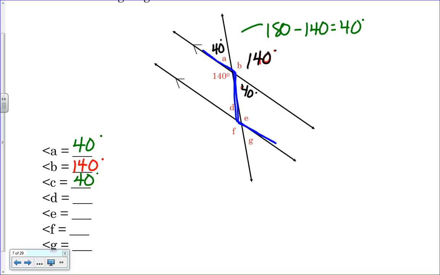Okay, and remember, I know that this angle and this angle are going to be the same. So right away I know that E has to be 140 degrees. That's one option. Let's say you didn't like the Z rule and you want to use maybe the F rule.